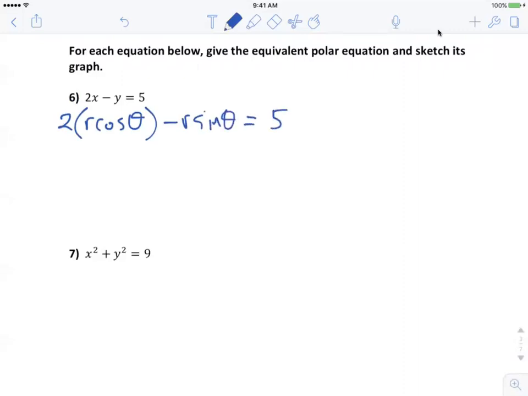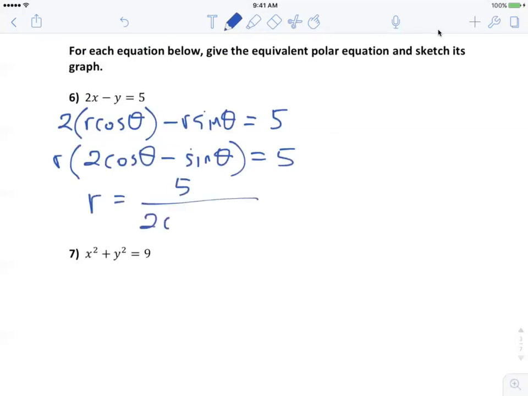And then equals 5. Okay, and then typically the way polar equations look, you solve them for r. That's the standard form. So I'm going to try to solve this for r. And the way to do that is first factor out that common r. So I'm going to take an r out of both of these, and I'm left with 2 cosine theta minus sine theta. Right? And then divide that entire thing in parentheses, and you have your final answer. So that's the polar form of that equation.